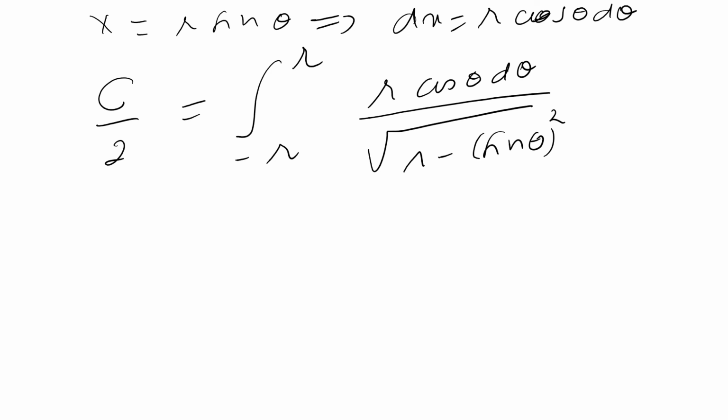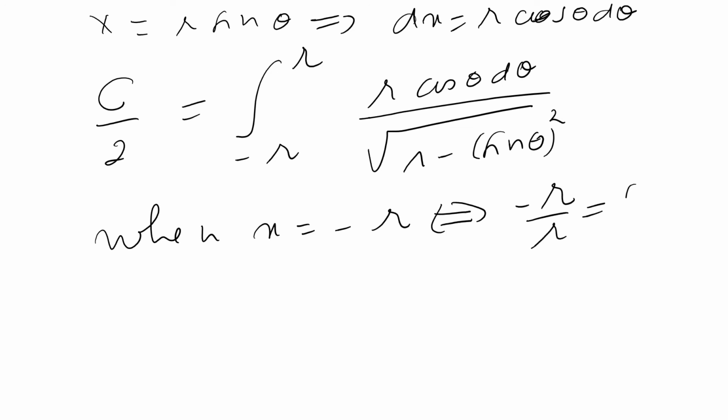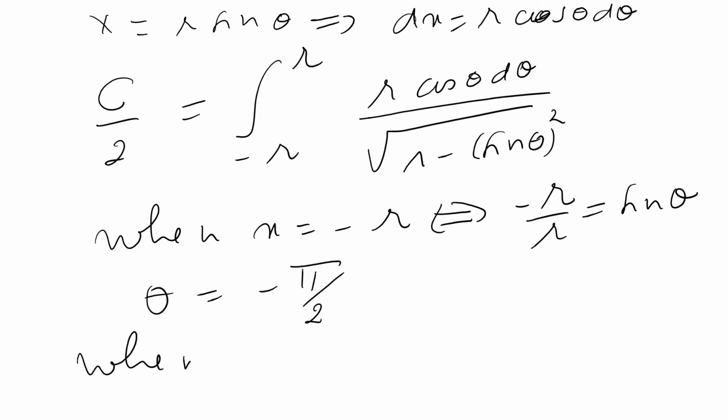Let's also change the limits of integration in terms of theta. When x is equal to negative r, which is the lower limit of integration, it means that negative r over r is equal to sin theta, so theta is equal to negative pi over 2. And when x is equal to r, which is the upper limit of integration, it means that 1 is equal to sin theta, and theta is equal to pi over 2.